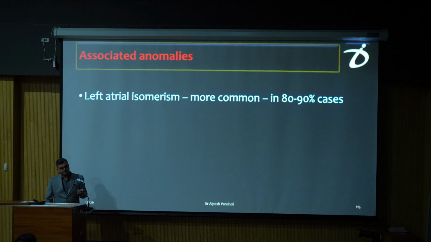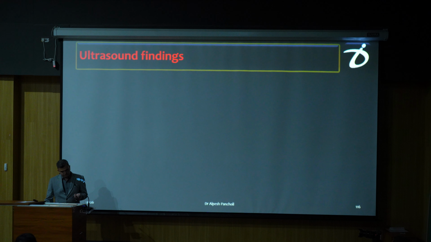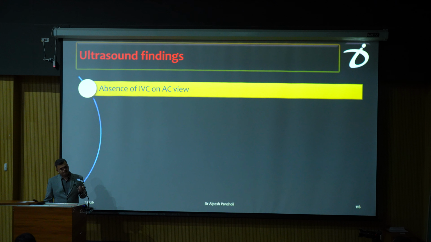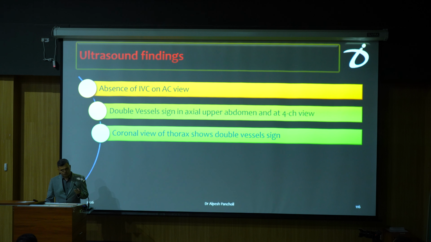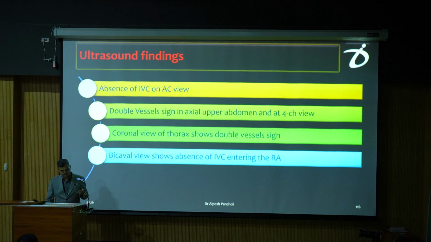In about 90% of the cases, it is associated with left atrial isomerism, or it can be an isolated finding also. So, what can be the ultrasound findings? There is absence of IVC on the AC view, and a double vessel sign in the upper abdomen and 4-chamber view. Look for the area behind the heart. The coronal view of the thorax shows a double vessel sign, also known as the double barrel sign, which has opposite colors, as we'll see in the case.